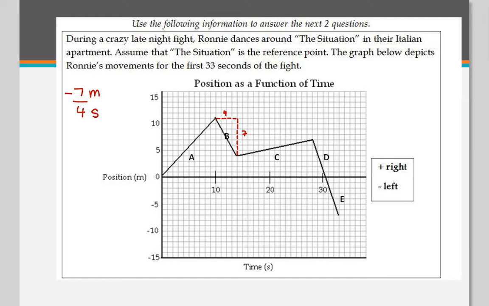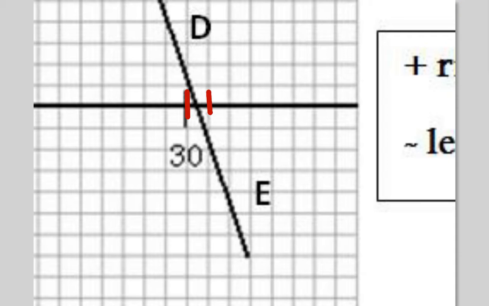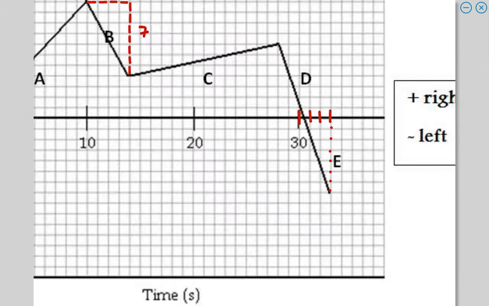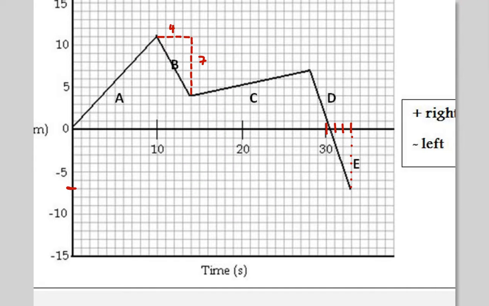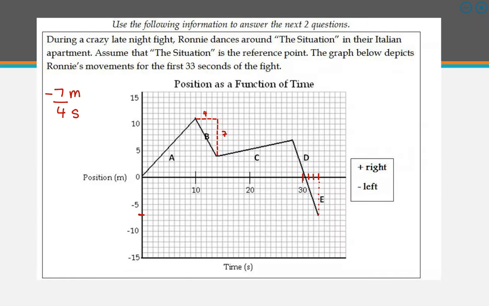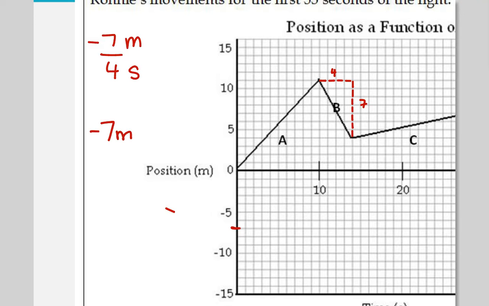Second bullet, what is Ronnie's displacement at 33 seconds? For a position time graph, if you're asking for displacement, you're just reading the graph. So for that second bullet, please just put read the graph. So go read the graph at 33 seconds. 30, 31, 32, 33. What value is that down there? Right here? Negative 7. So for that second bullet, negative 7 meters. That's the displacement.